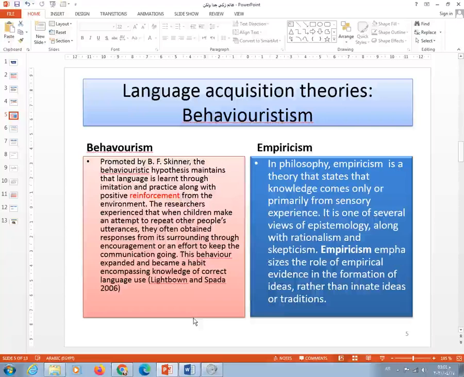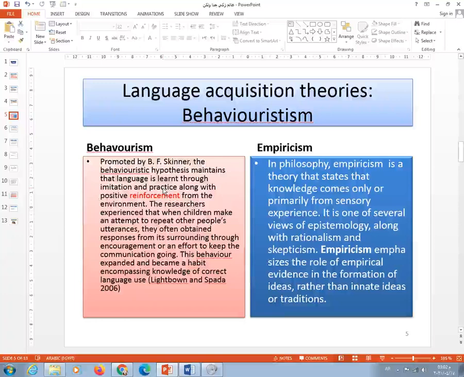Empiricism emphasizes the role of empirical evidence in the formation of ideas rather than innate ideas or traditions. Derived from empiricism, we find behaviorism, and it's promoted by B.F. Skinner, and it was very, very trendy in the 1920s and 1930s of the 20th century.